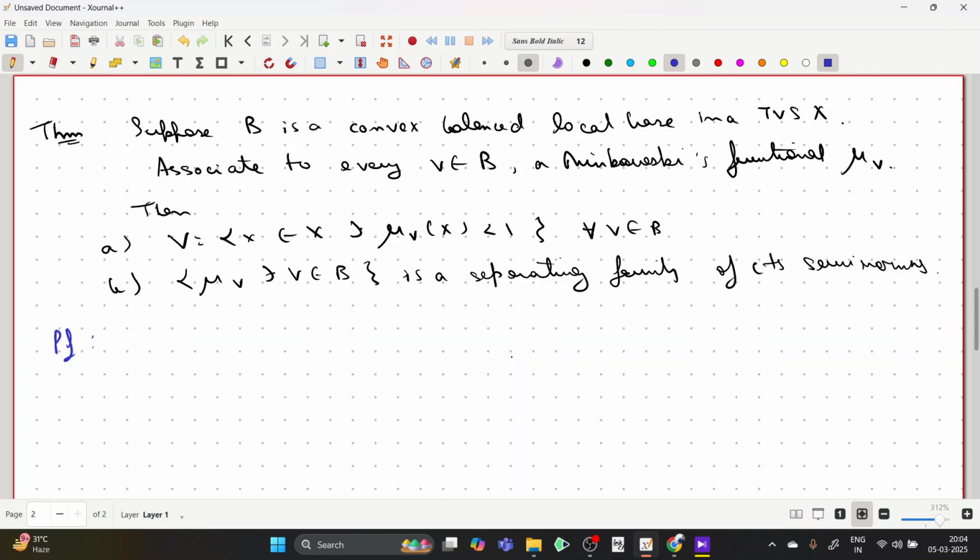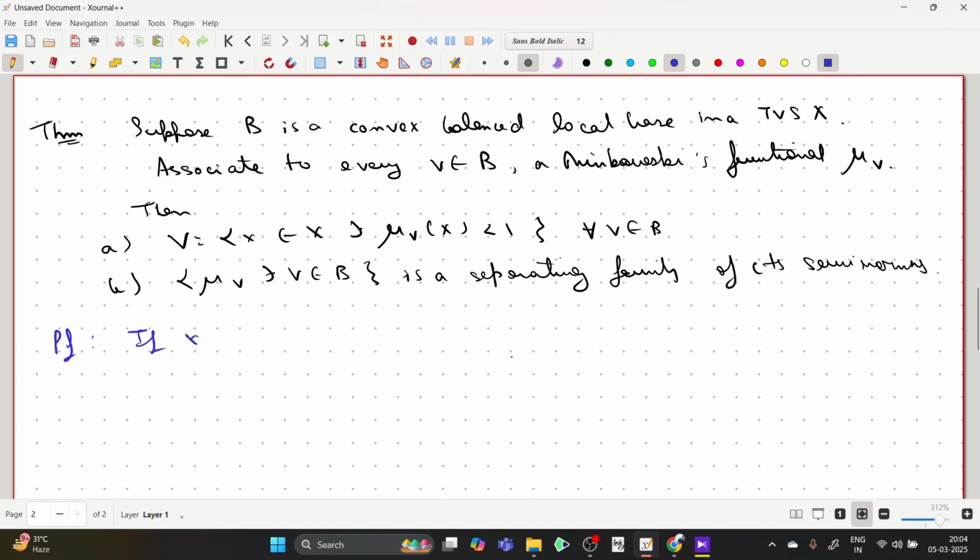Wait a second, I need to verify something. Just a minute. I was thinking about the hypothesis. No, I guess convex balanced will do, right? Yeah, I guess it will do. Okay, fine. Let's see the proof.